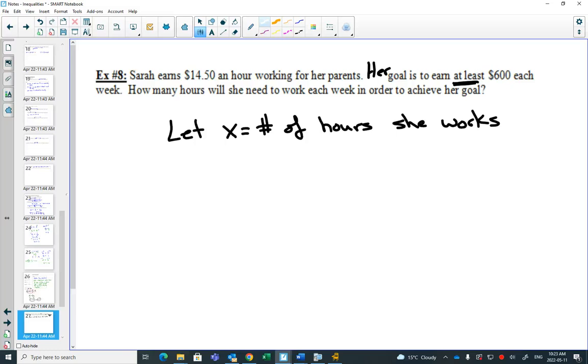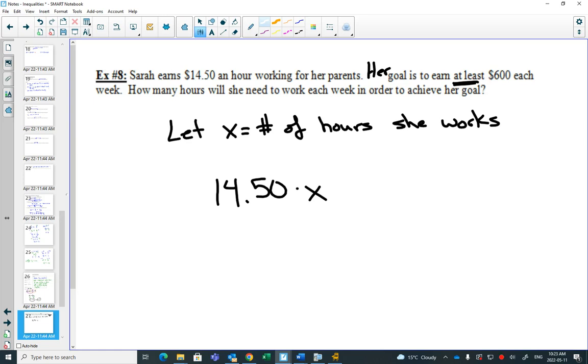Now, if x is the number of hours she works, how much money does she make? So I'm asking you, how much money does she make if she works 5 hours? What would you do? 5 times 14.5. If she worked 10 hours, you would do 10 times 14.5. If she worked x hours, you don't know how much she worked, she would make $14.50 times x. Does that make sense?